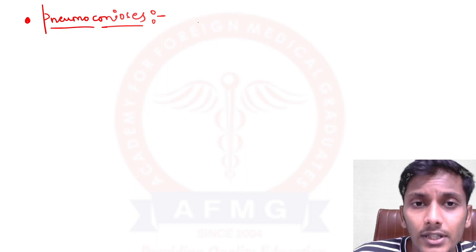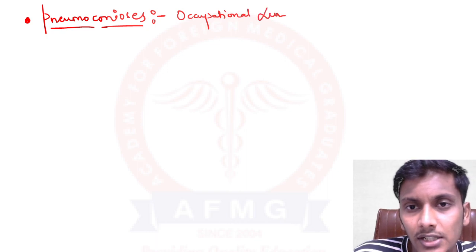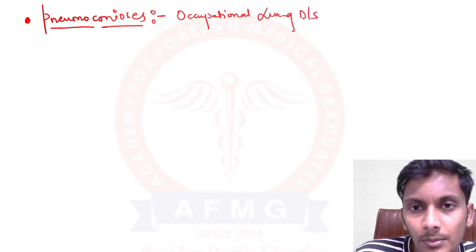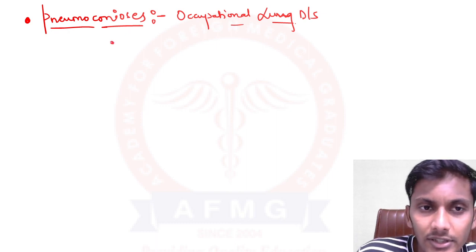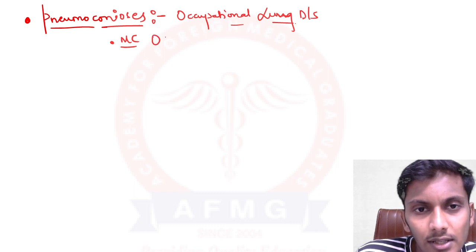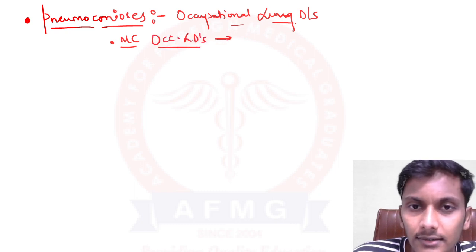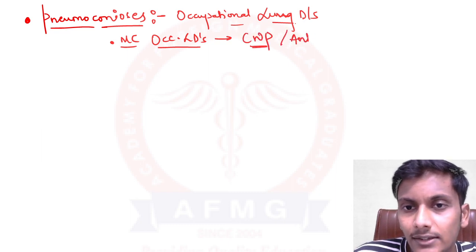What are pneumoconiosis? Pneumoconiosis are nothing but occupational lung diseases, which are associated with exposure to some occupation or profession. So now the question can come from PSM also. The most common occupational lung disease, what should be our answer? The most common occupational lung disease is coal workers' pneumoconiosis, also known as anthracosis. So please remember the answer to the question.